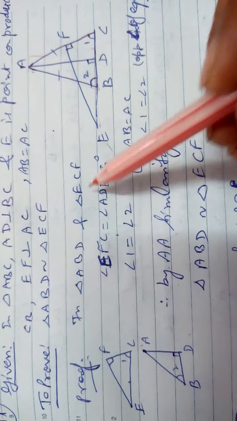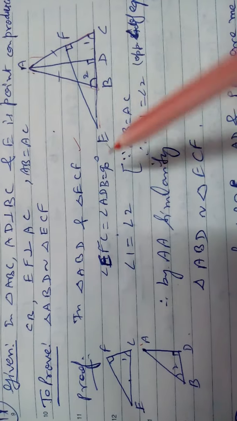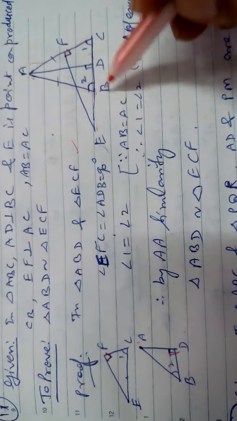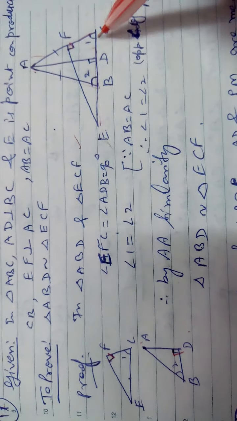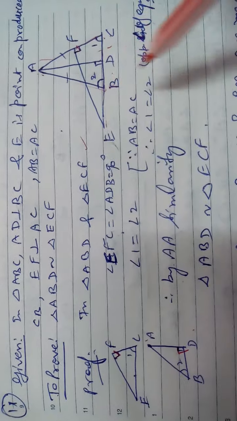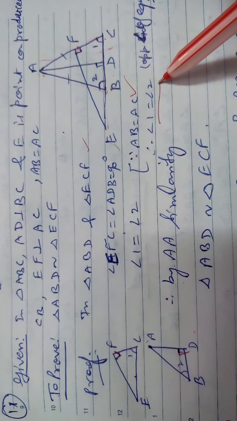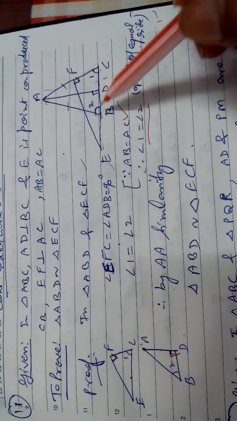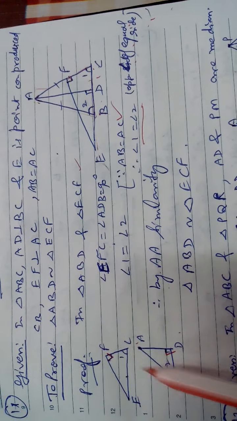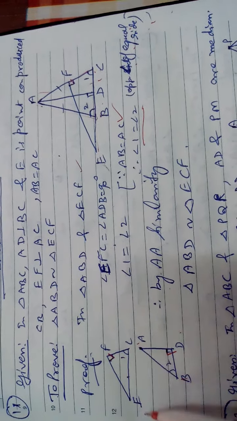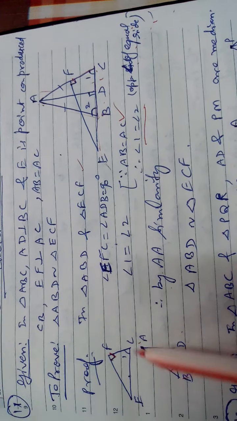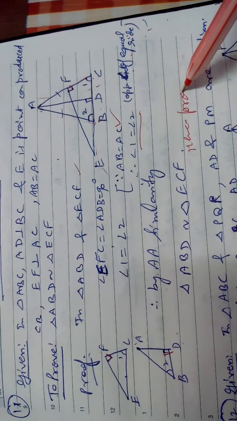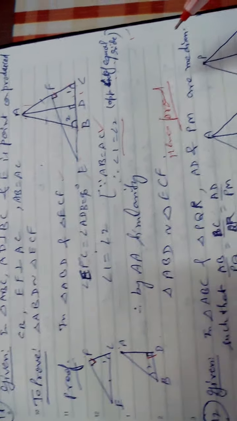In triangle ABD and triangle EFC, angle EFC is equal to angle ADB. Why? It is 90 degree, given, perpendicular given. Angle 1 is equal to angle 2. Because AB is equal to AC, isosceles triangle, base angles are equal, opposite angles of equal sides. So angle 1 is equal to angle 2, and I have drawn them in the separate figure. It means by AA similarity, triangle ABD is similar to triangle ECF. Hence proved.